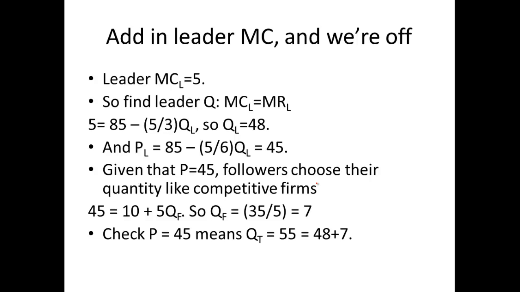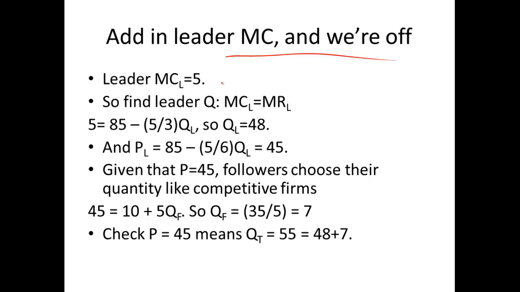Well, if we just add in leader marginal cost, well, we're really off to the races. We can answer this question. So let's say that leader marginal cost is 5. Then we can proceed and find the answer. But before I do that, let's just talk a second about why we have such a low leader marginal cost relative to that follower supply curve, and ask the question, well, why is the leader the leader?